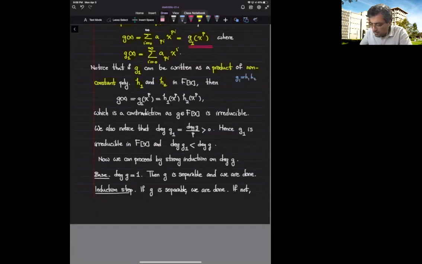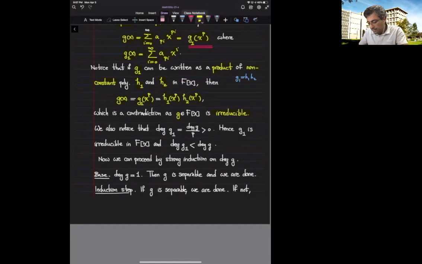So now if I plug in x to the p into both sides, I get that g of x is g1 of x to the p, but g1 is supposed to be h1 times h2. Because I plugged in x to the p, I have to plug in x to the p. But the point is that because h1 and h2 are not constant polynomials, I'm ending up writing g as a product of two non-constant polynomials, which is a contradiction because g is irreducible.